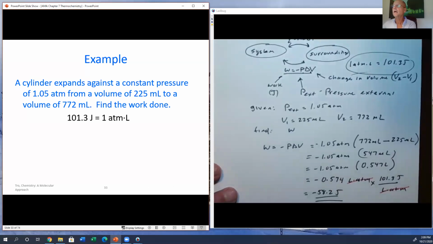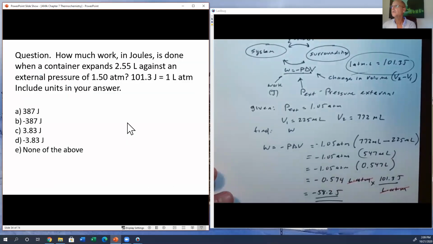All right. Let's have you try one. Go ahead and try this one and enter your answer in the poll.